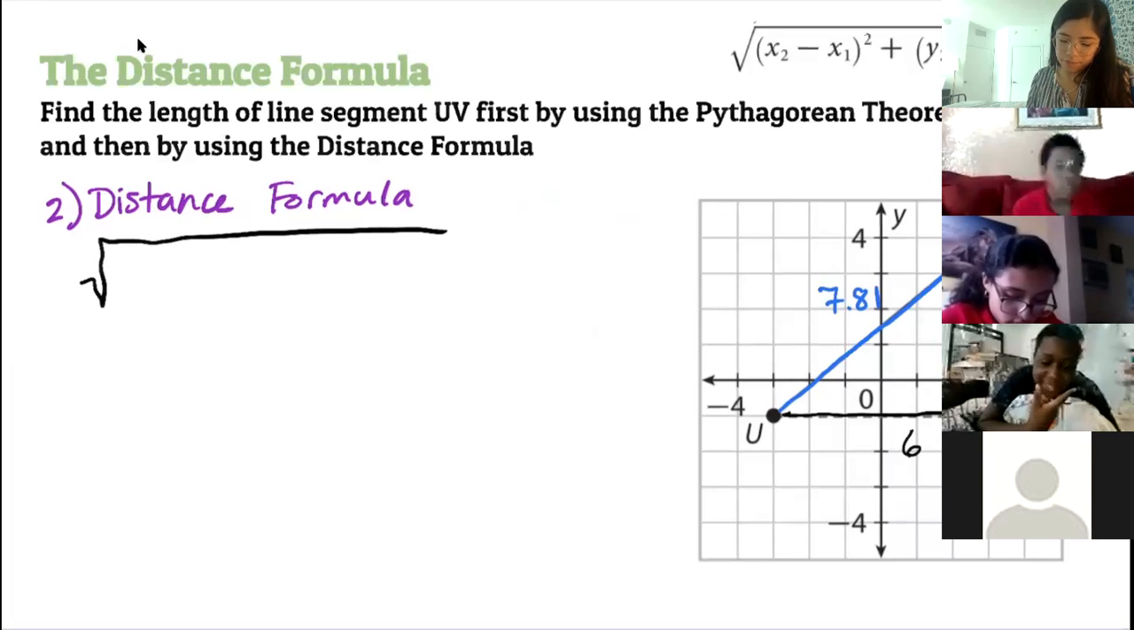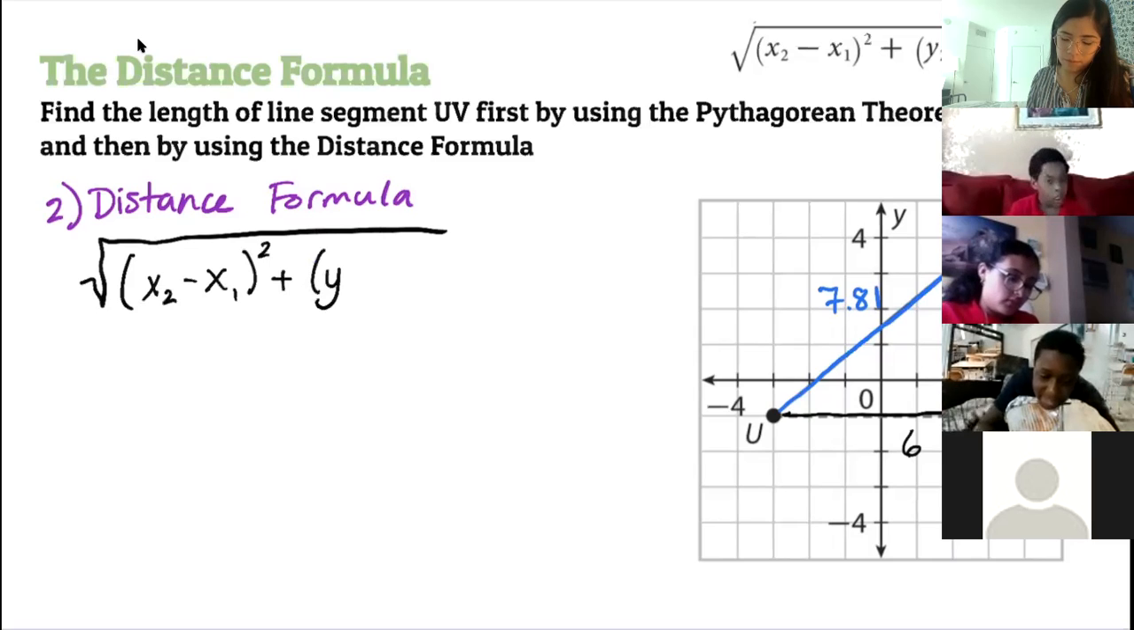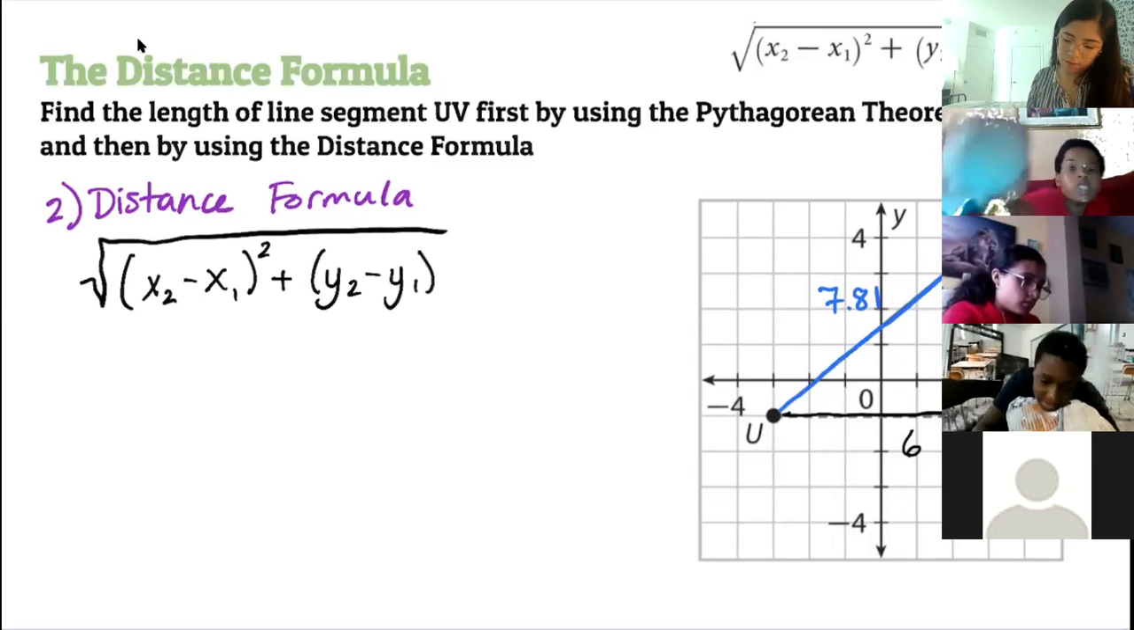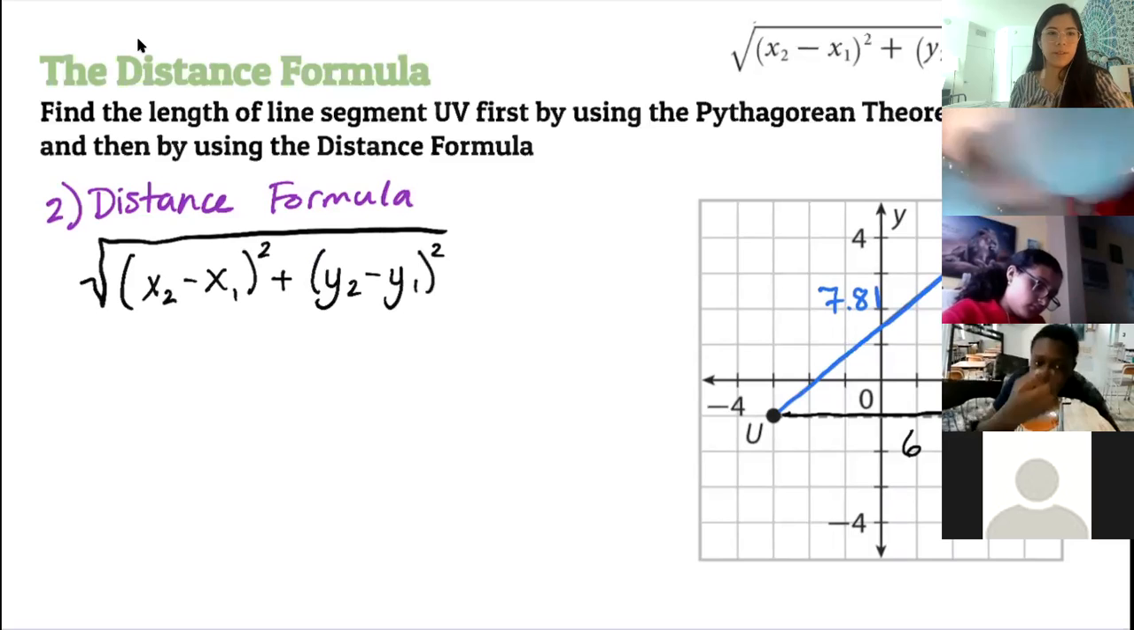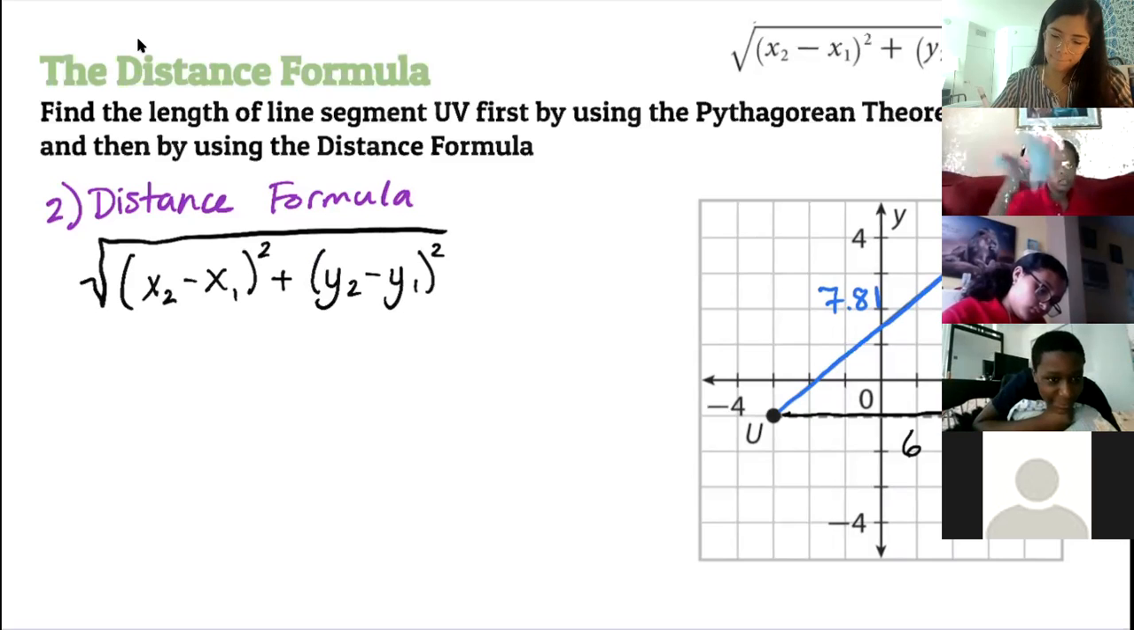You put the check mark thing, then parentheses, x, then you put the little 2 next to it, then minus, then x with the other number next to it, then a parentheses, then square, and then plus y number minus y number parentheses squared. Okay, so I write down my long formula that I have to memorize. Now what? I have no idea.